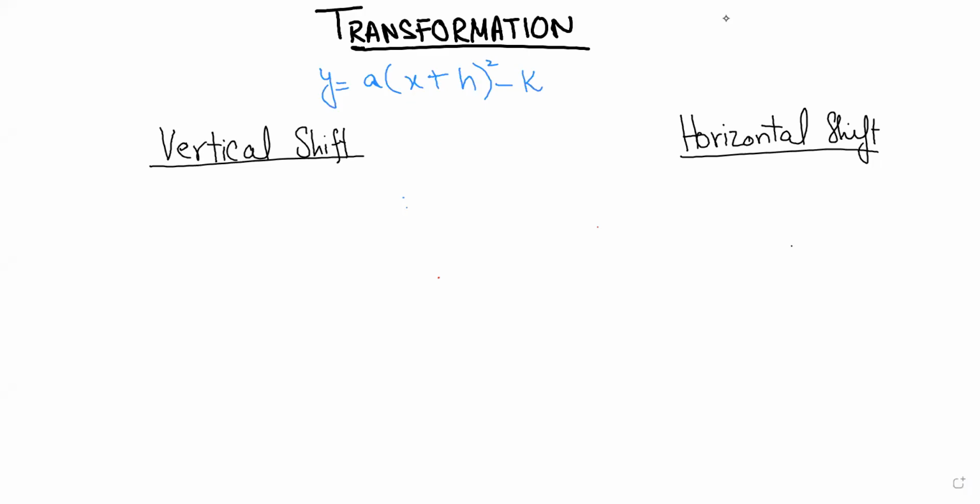The transformation shows us how our graph is going to move up, down, right, or left in graphical form. So here we have an equation: y equals a times (x plus h) whole square minus k. Now this square represents that it's a quadratic function.